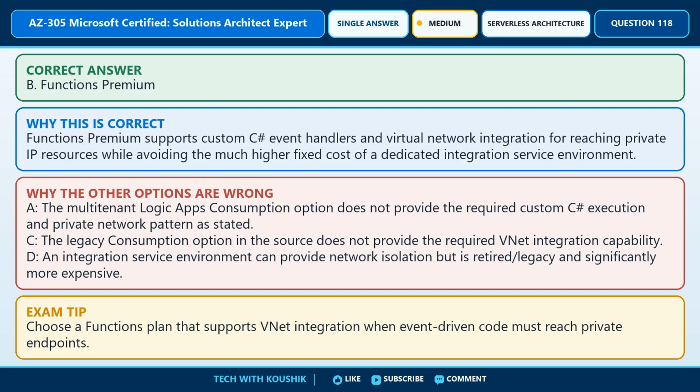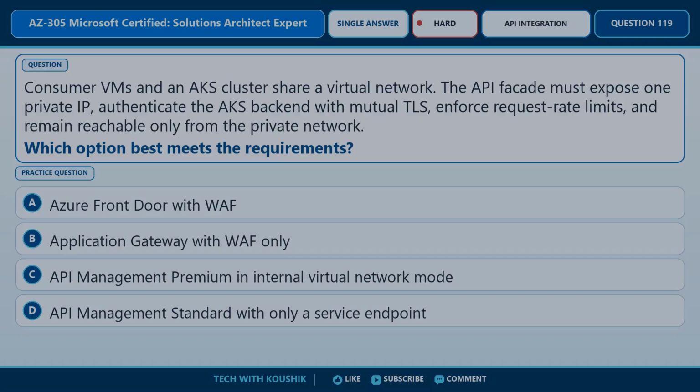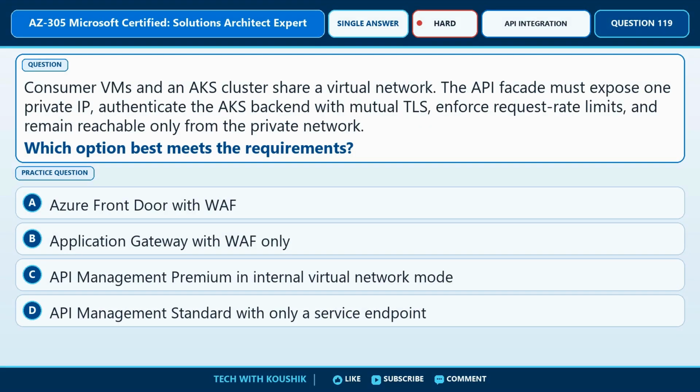Keep this examination point in mind. Choose a functions plan that supports VNet integration when event-driven code must reach private endpoints. Now consider question number 119. We are moving to API integration.